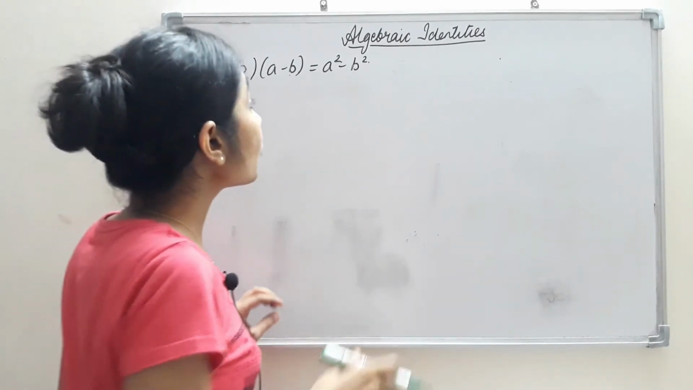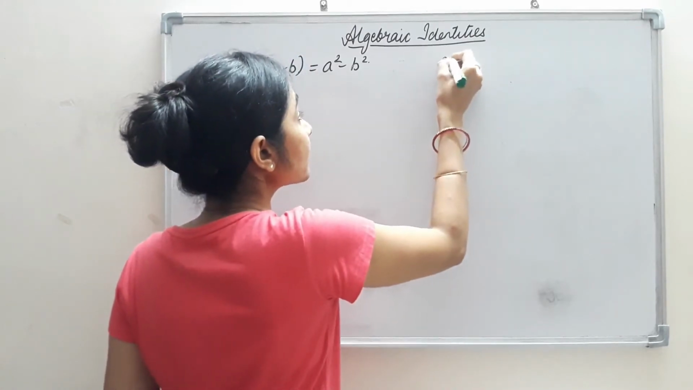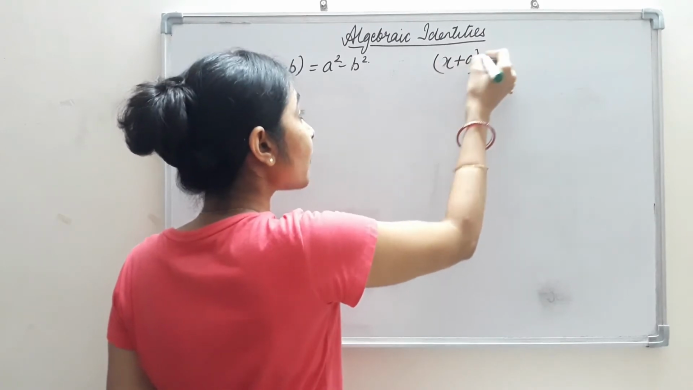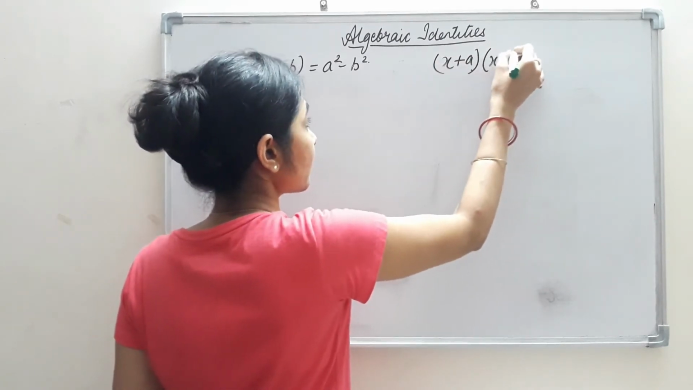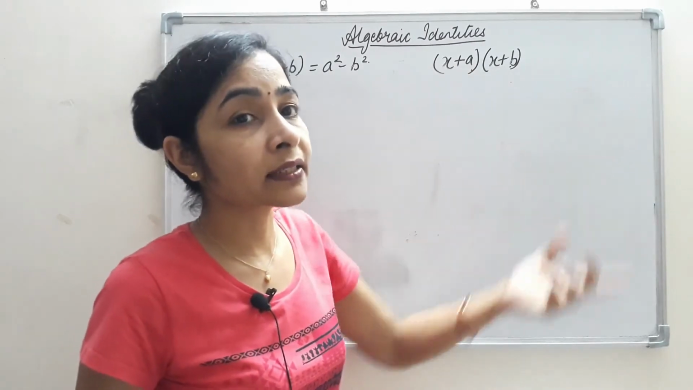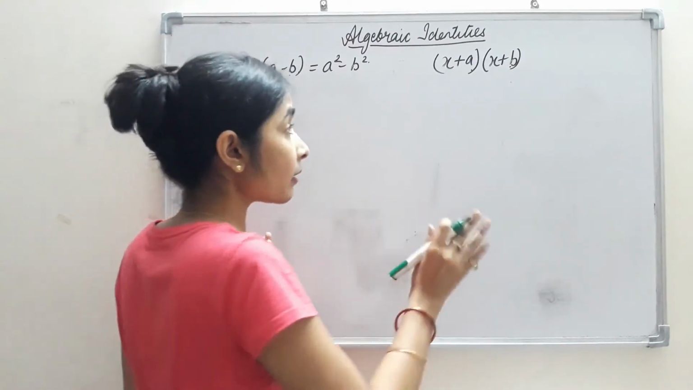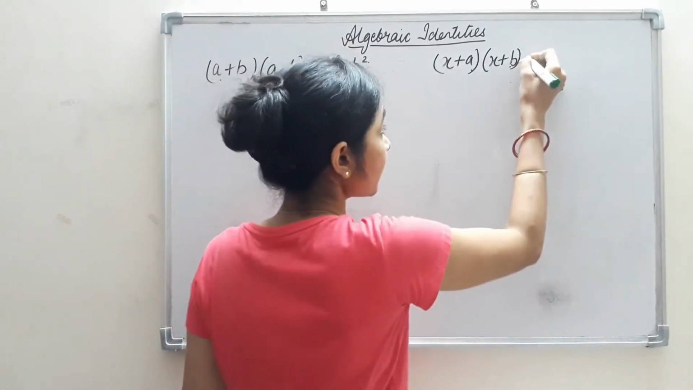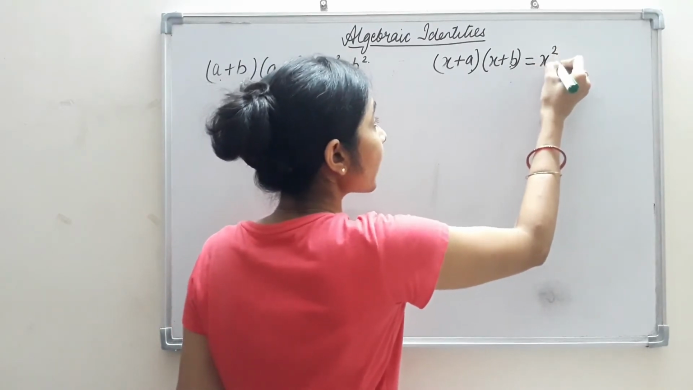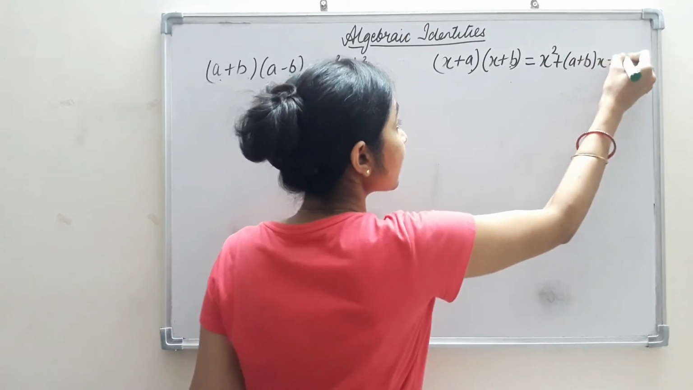Okay, and the fourth and the last identity, we will just solve questions related to it. The fourth and last identity is if we are given to multiply two expressions in which one term is the same and the other is different. That means x plus a multiplied by x plus b. In that case, what is the answer? Every time the answer that we get is in the form of x square plus a plus b x plus ab.